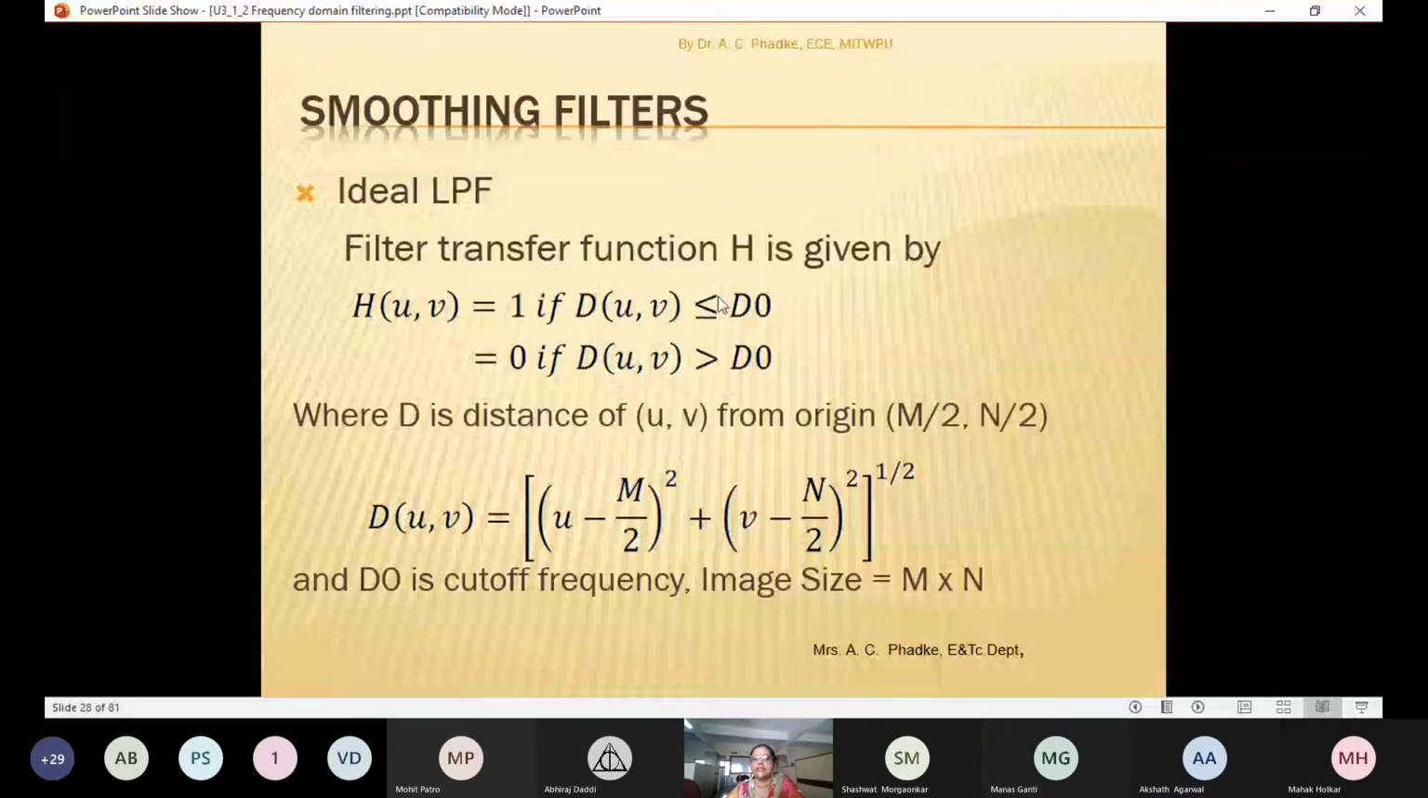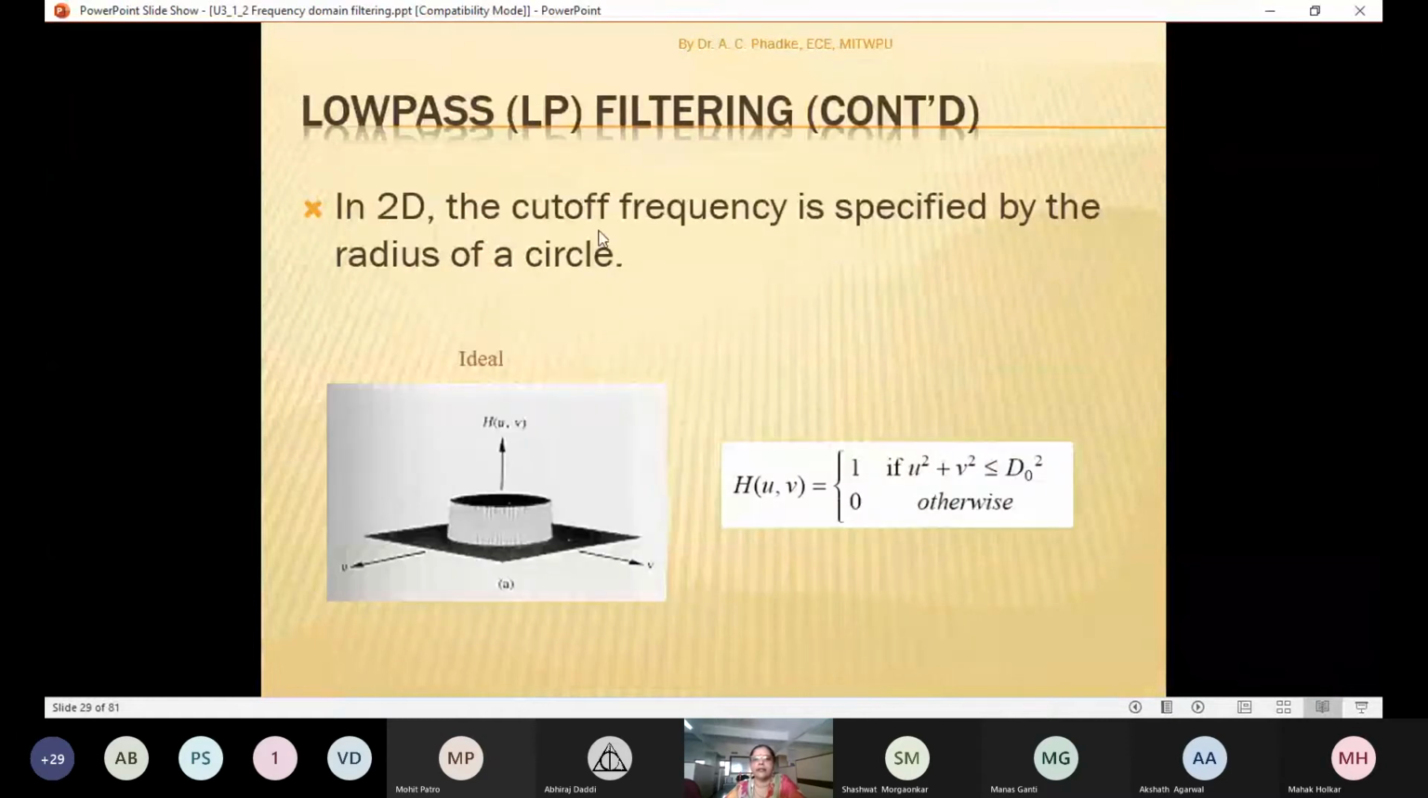And if D(u,v) is less than or equal to D0, where D0 represents the cutoff distance, so if it is less than D0, all the frequencies are passed. Okay. So in 2D, the cutoff frequency is specified by the radius of a circle. So that is, u squared plus v squared is less than or equal to D0 squared. So the same equation is written here, but the condition is mentioned in squared format.